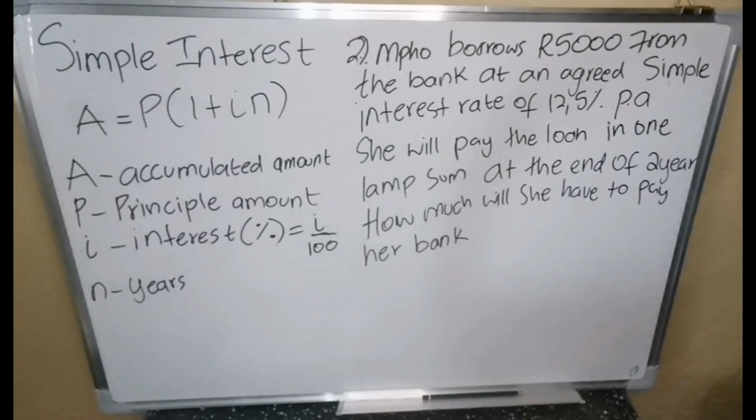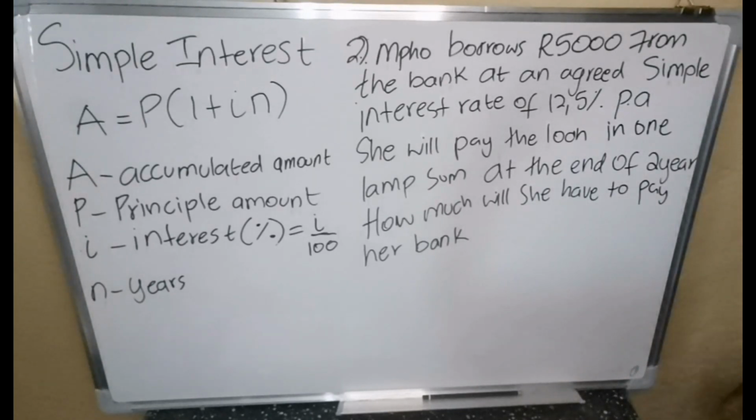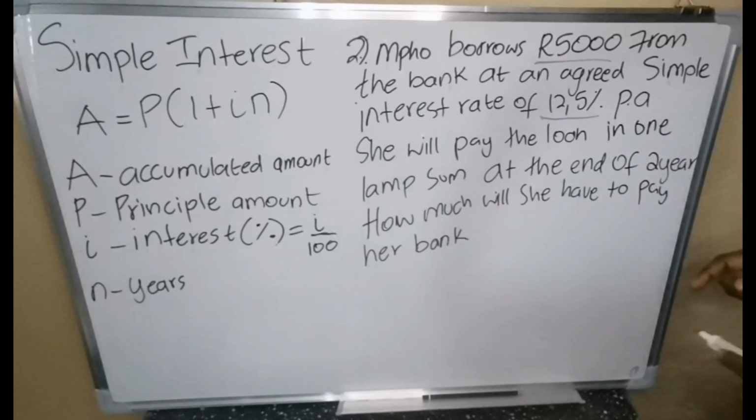So here's the person Mpho. This Mpho, guys, borrows 5,000 from the bank, with a simple interest rate of 12.5% per annum, and she will pay back the loan after 2 years. How much will she have to pay? Which means after 2 years, what is the accumulated amount she'll have to pay after 2 years of this loan?